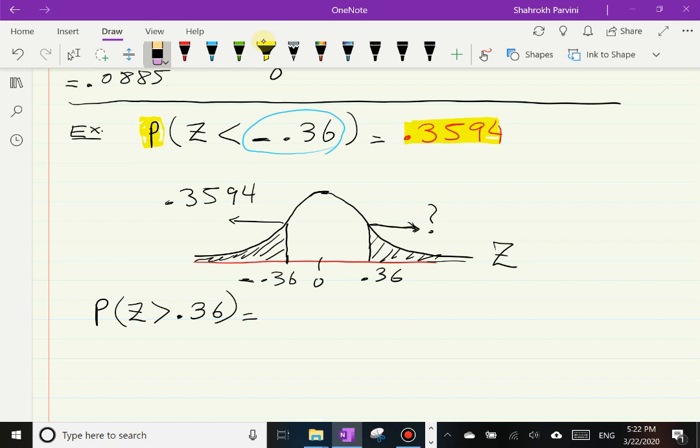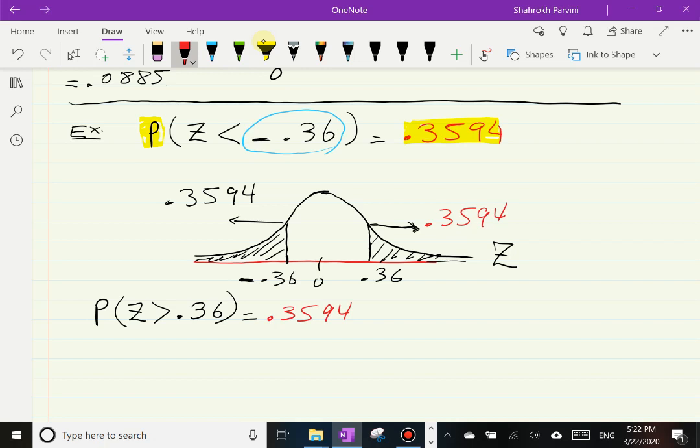Okay, so by symmetry of this distribution, I can say the area to the right of 0.36 is exactly the same as the area to the left of negative 0.36. So again, due to symmetry, I'm going to say the answer to the question mark is 0.3594. It will be exactly the same, 0.3594. And there you have it.